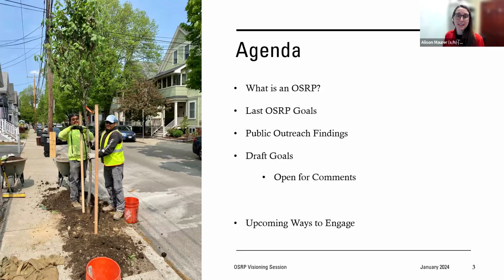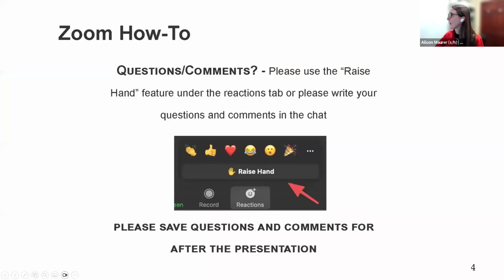So our agenda for today is I'll give you a brief little introduction to what is an OSRP. If you haven't been to one of the meetings already, if you aren't familiar, this will just give you a quick sense. We'll talk a little bit about the last OSRP's goals, and then I'll run through the public outreach findings and the draft goals that we're starting to hone from all of those findings. Then we'll just open it up for comments. The way that you will voice your comments is by using the raise hand feature. You can find that under the reactions tab, or you can write your questions and comments in the chat as well. John will be monitoring the chat for us as we go along. But just know that we're going to open up comments and questions once we've finished the presentation. So hang on to those thoughts until after then.